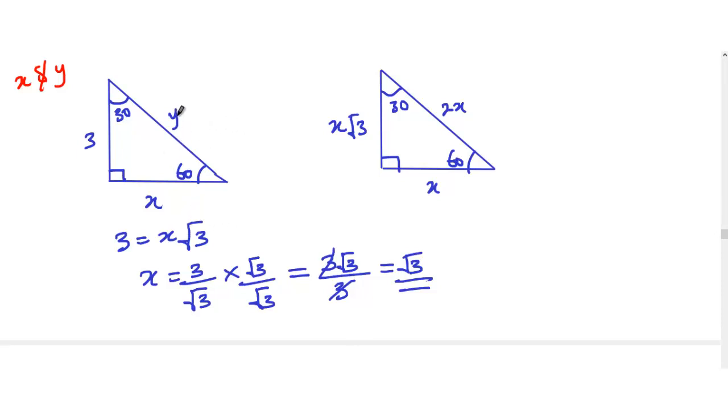Having gotten the value of x, we need the value of y. And what is y? y is 2x if you equate it. So we can say that y is equal to 2 times x, and x is root 3. That will give us 2 root 3. I want to believe this video has helped someone.